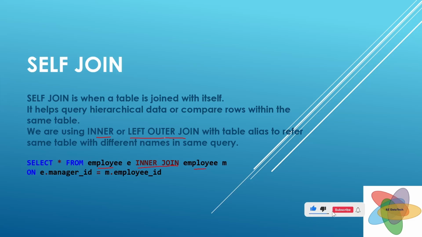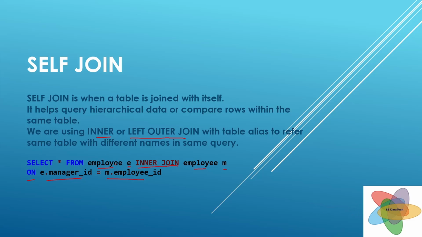So will it work? It will not work. To make it work, we have to apply aliases, and the aliases should be different. So for the first table employee, we are giving alias E. For the second table employee, we are giving alias M. And for the on condition, we are applying the condition like E dot manager ID should be equal to M dot manager ID.